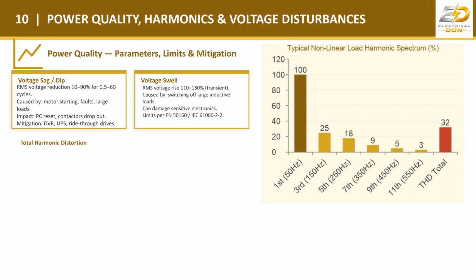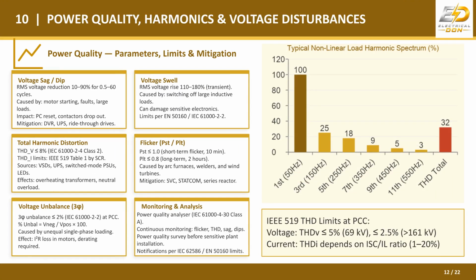Power quality encompasses various parameters and disturbances. These include voltage sags, swells, total harmonic distortion, flicker, and voltage unbalance. Standards like IEEE 519 and IEC 61000 series define limits and mitigation strategies for these disturbances.